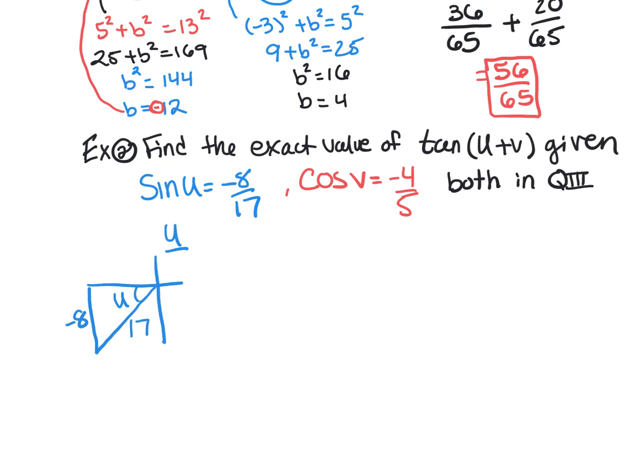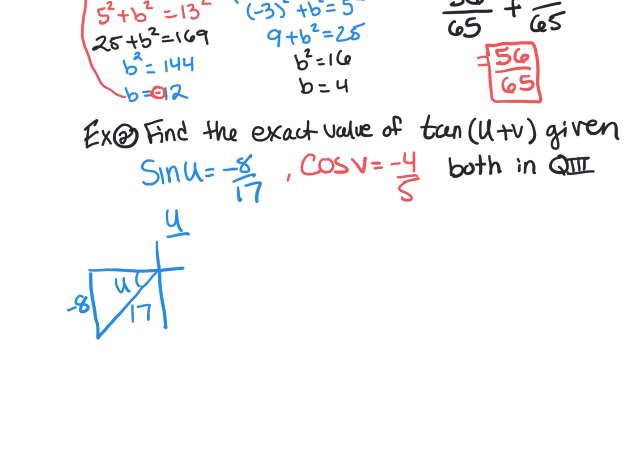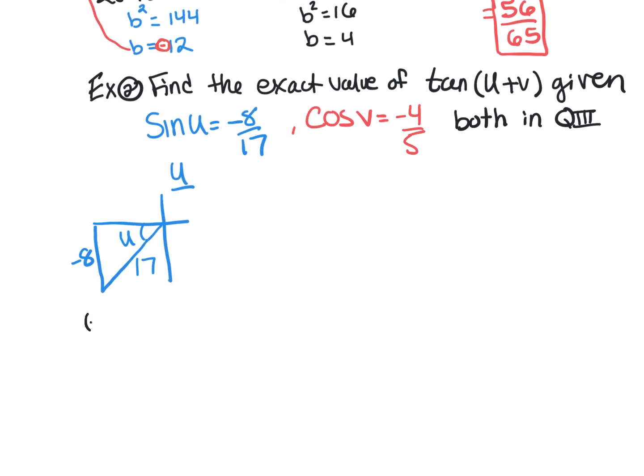We can use our Pythagorean theorem to find our missing side. Negative 8 squared plus b squared equals 17 squared. Gives us 64 plus b squared equals 289. And when we subtract 64 from both sides and take the square root, we get 15. That side is the horizontal side in quadrant 3. That's a negative x value, so it'll be a negative 15.